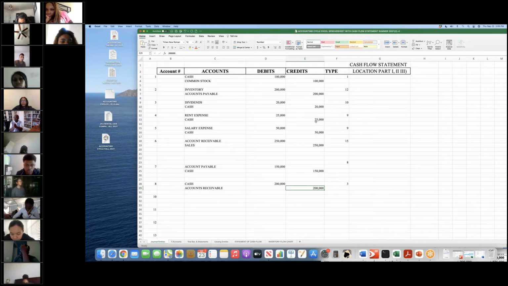Take, for instance, when you pay your rent next week, what's going to happen to your cash account? It's going to go down. It's going to go down when you pay your cash. So that's why we credit the cash. So you can look at it personally. When you pay your rent and any expense, your cash goes down.